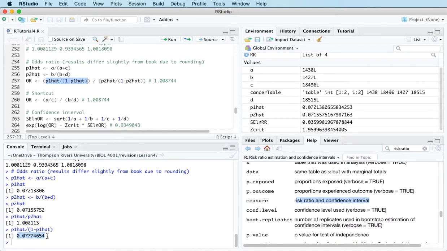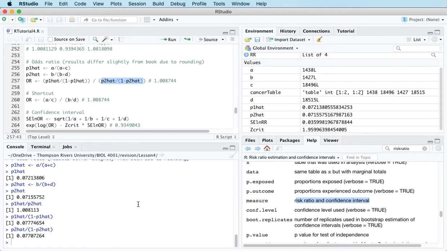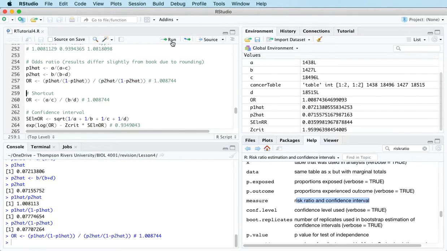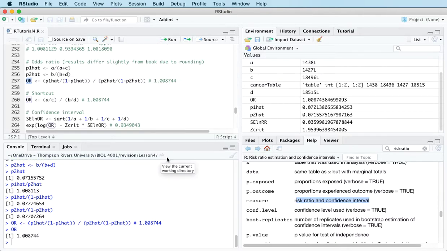Okay, so the odds in this case is 0.07774654. We could also calculate the odds of a woman developing cancer if they were given the placebo treatment. They're in the control group. So that's this ratio here. Okay. We can take the ratio of these two odds, and that gives us something called the odds ratio. So that's what this calculation is doing here. Okay, and then in this case, the odds ratio is equal to 1.008744.